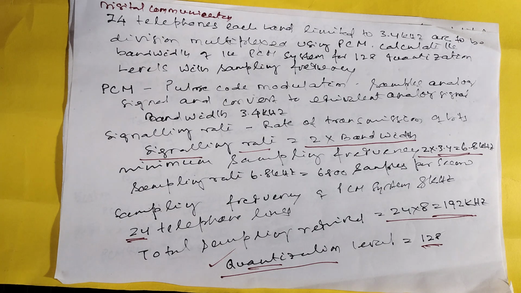Then the sampling frequency of the PCM system is 8 kilohertz. How many lines? Telephone lines. So total sampling frequency required is 24 into 8, 192 kilohertz, because the sampling frequency of the PCM system is 8 kilohertz and there are 24 telephone lines. So total sampling required is 24 into 8, 192 kilohertz. What is the quantization level mentioned here? 128.